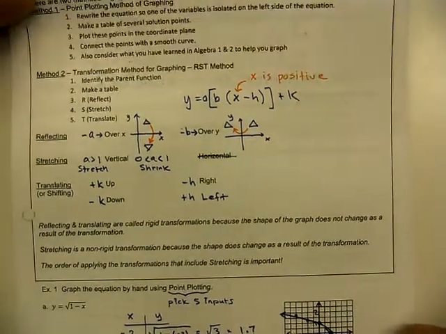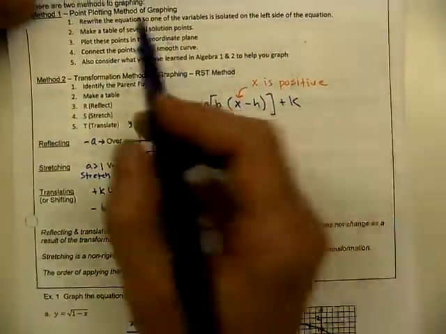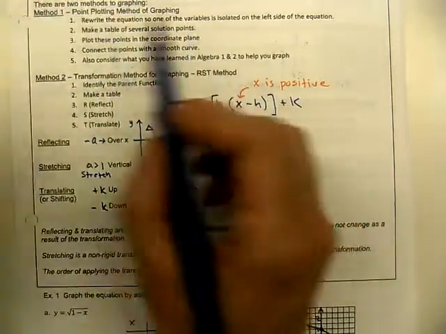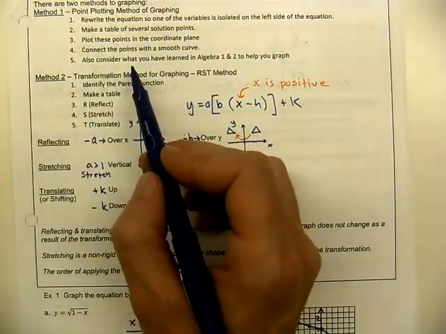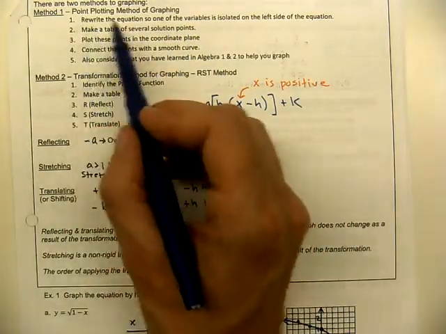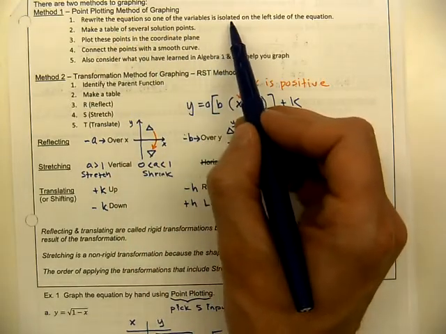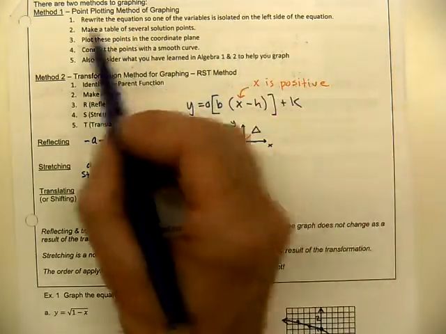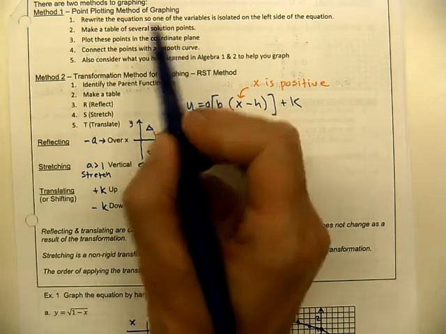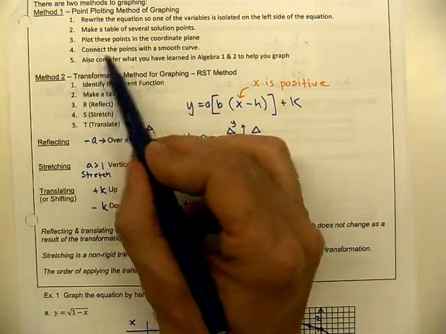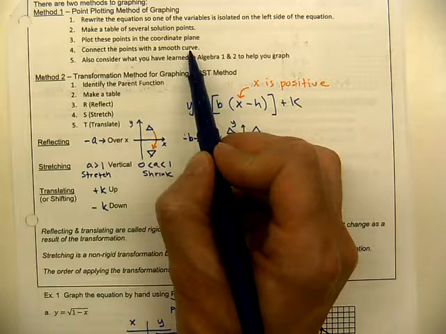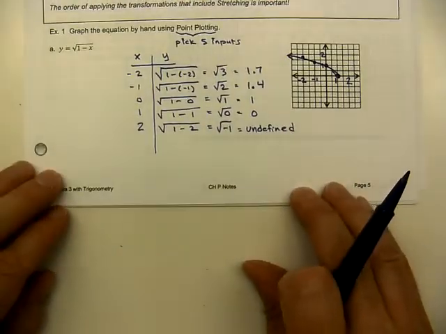So let's take a look at example number 1, which is down here, and that's going to talk about this point plotting method. Here are the steps: rewrite the equation so one of the variables is isolated, meaning solve for y. Then we'll make a table of several solution points, plot those points, and connect them with a smooth curve. I've already filled this out to save time on the recording.